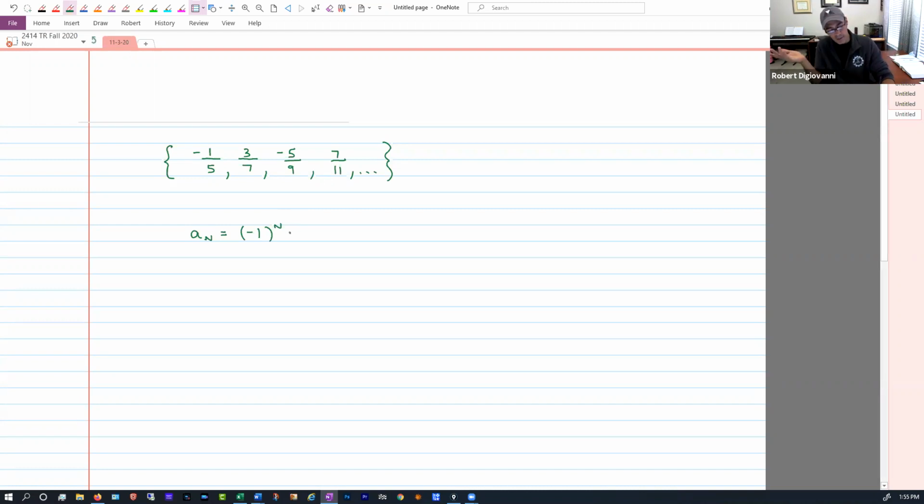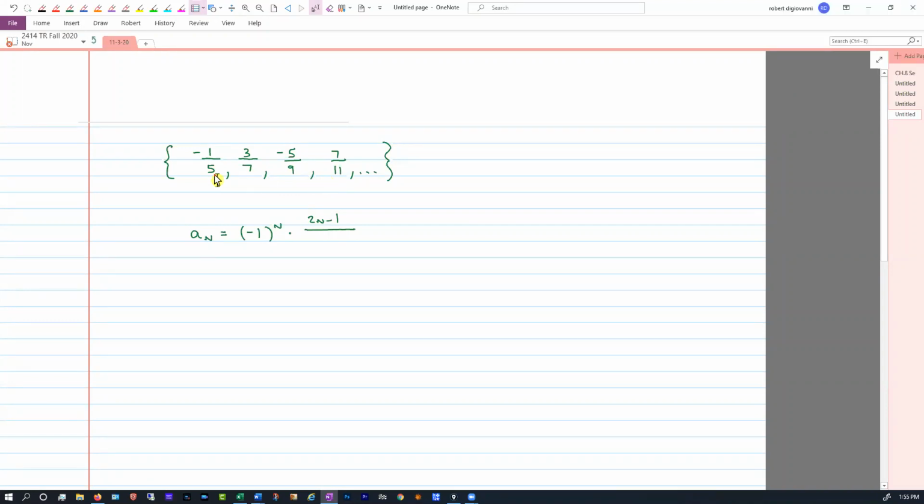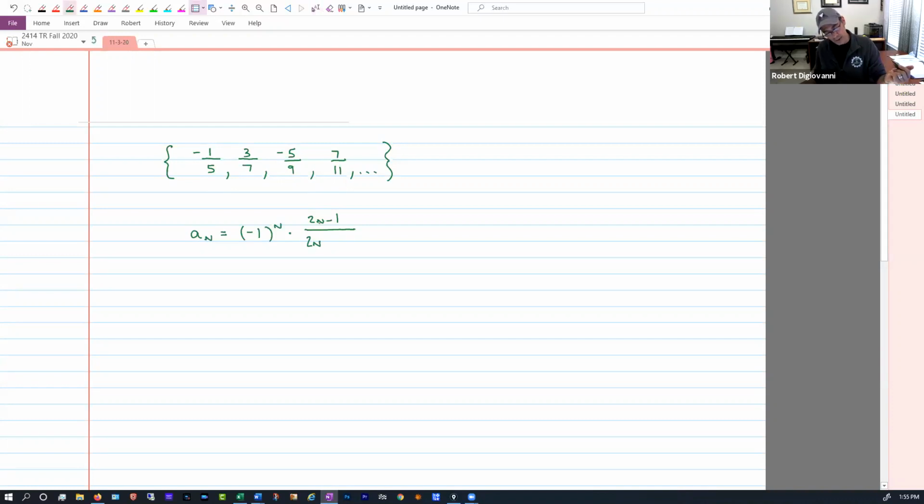I can create odd numbers by saying my numerator is 2n minus 1. That creates all the odd numbers starting at 1. And now the denominators are also odd numbers, but I'm starting where? 5. At 5, so I can do that by doing 2n plus what? Plus 3. So each of these jumps by 2, right? And I need to start at 5. That's it. That creates the sequence.